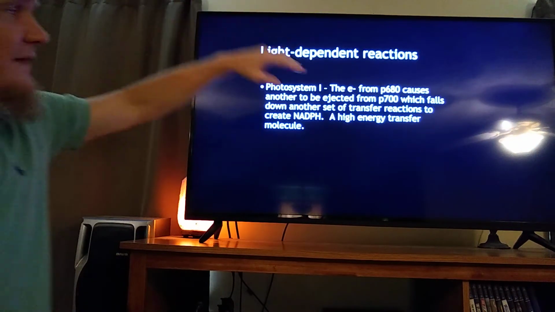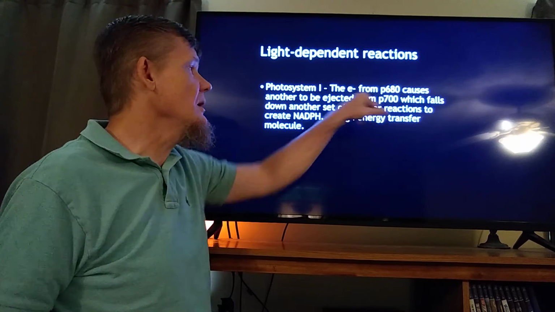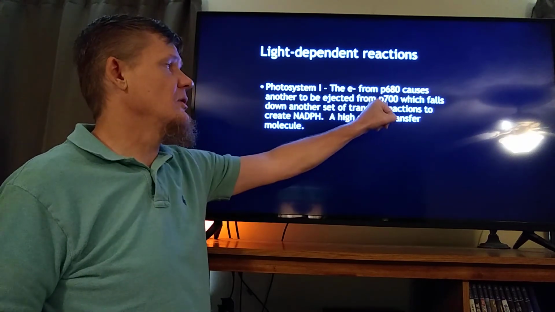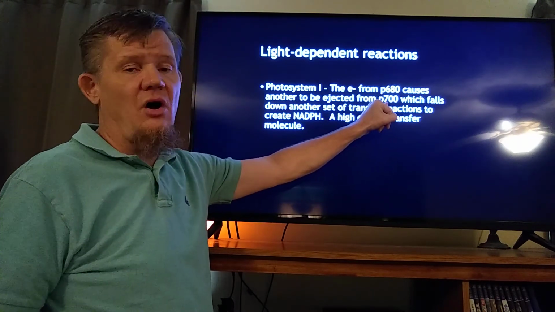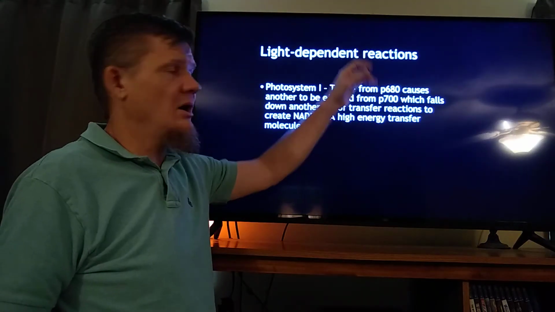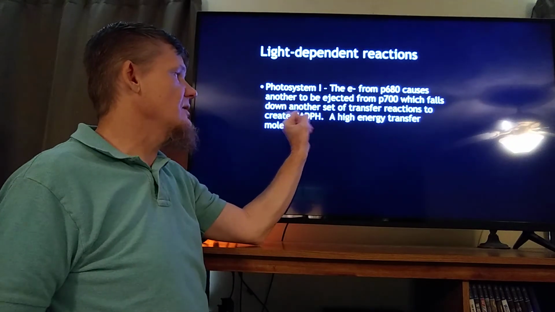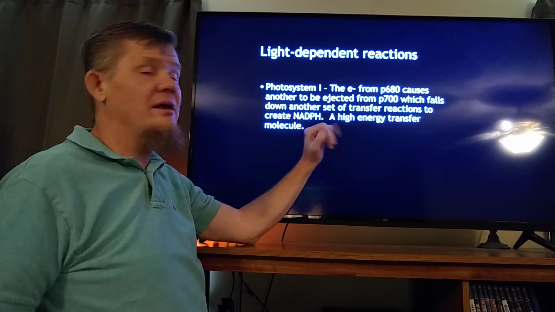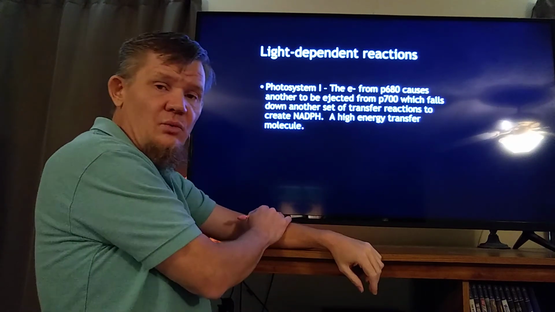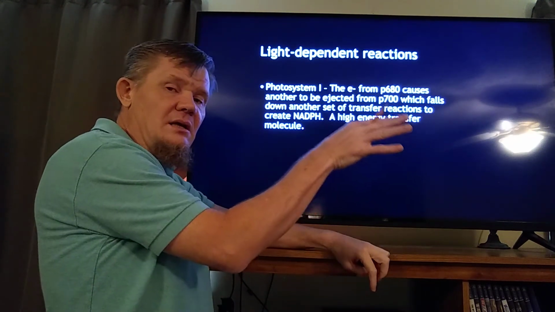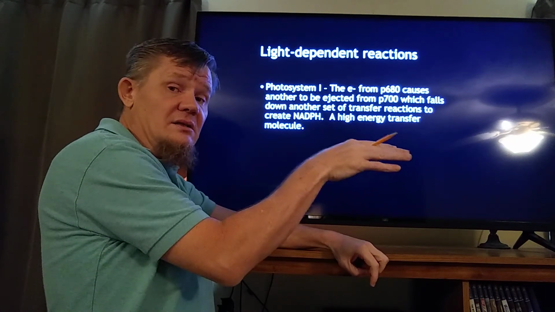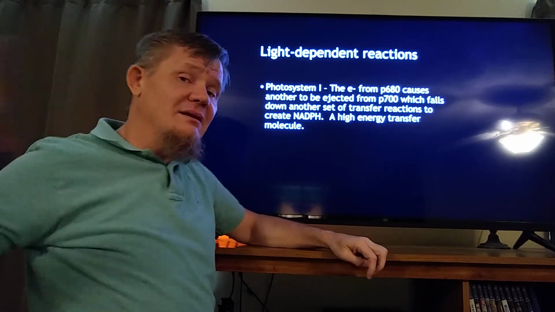Photosystem 1, we just said that. The electron that came from chlorophyll B will cause an electron to be knocked off of chlorophyll A. That electron gets caught just like the one in chlorophyll B got caught. It falls down, and ultimately dumps onto this high-energy molecule called NADPH. We're going to use the hydrogen ions and those electrons to turn carbon dioxide into sugar.